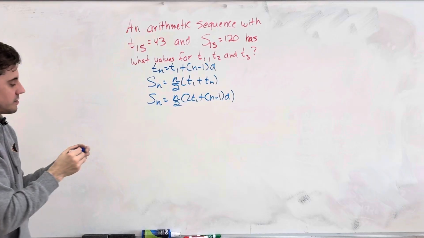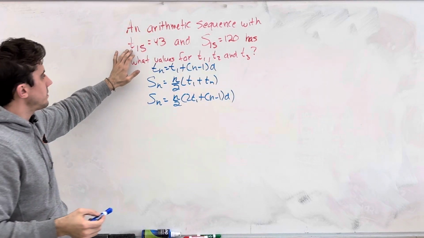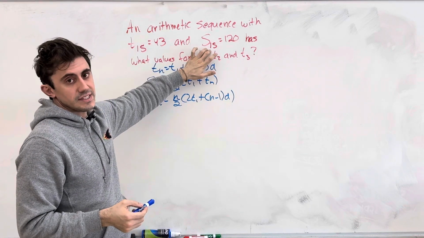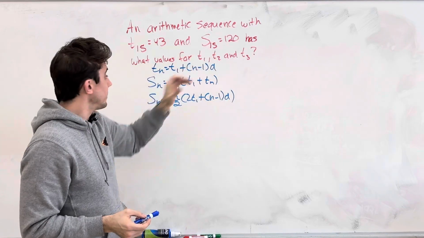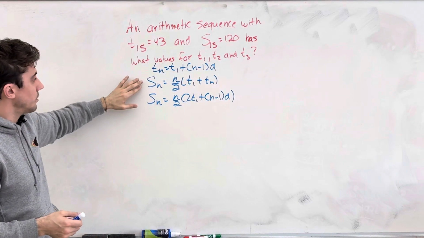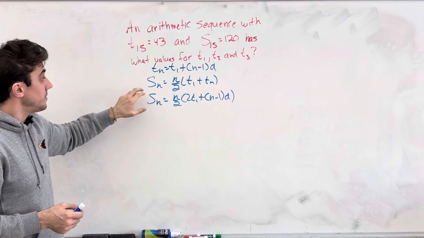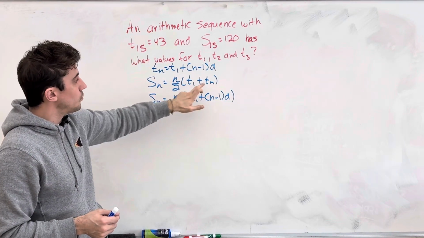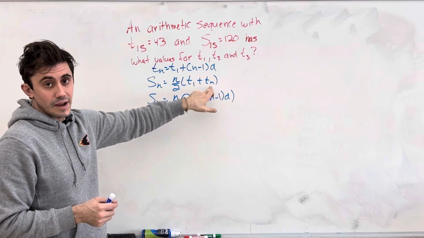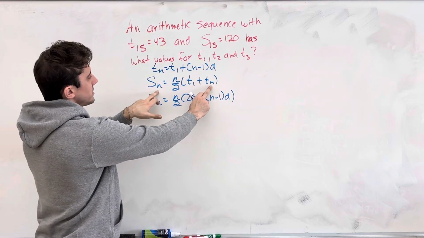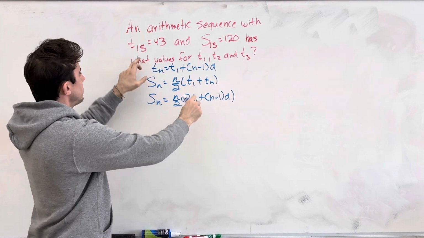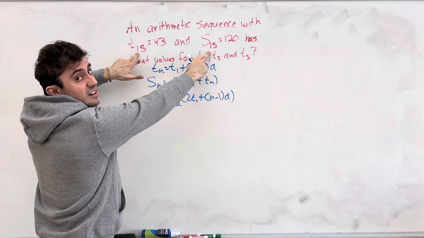Now, with the information that we have, the 15th term and the 15th partial sum, right away you might notice that that would be a good candidate for this version of the Sn formula, because we have Sn accompanied with Tn. We know that because n is the same subscript in both, which is what we have going on here, okay?